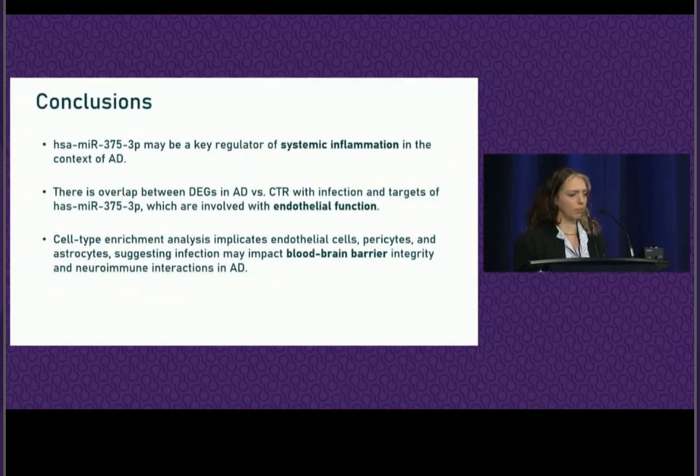So what we can conclude from this study is that we think that microRNA 3753P may be a key regulator of systemic infection in the context of Alzheimer's disease. And that looking at the overlap between the differentially expressed genes between Alzheimer's disease and controls and targets of the identified microRNA, there is an involvement with endothelial function. And finally, the cell type enrichment analysis that implicated endothelial cells, pericytes, and astrocytes suggested that infection may impact the blood-brain integrity and the neuroimmune interaction in Alzheimer's disease.